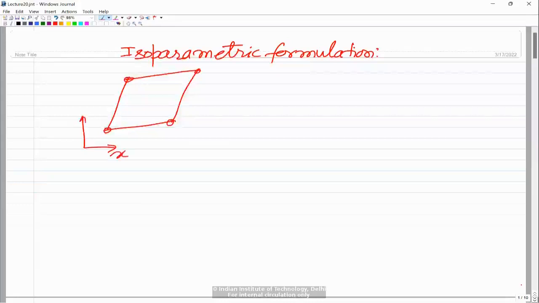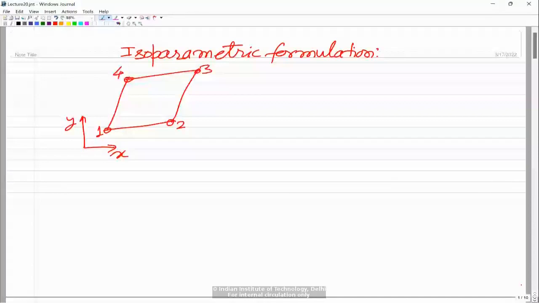So we have x, y, and these are the nodes. When you take a structure, you are discretizing the structure in the physical coordinate space. But as far as the development of element level governing equations is concerned, because we assume the approximate solution in terms of natural coordinates, the formulation is done in natural coordinates for solving this problem in the physical domain.